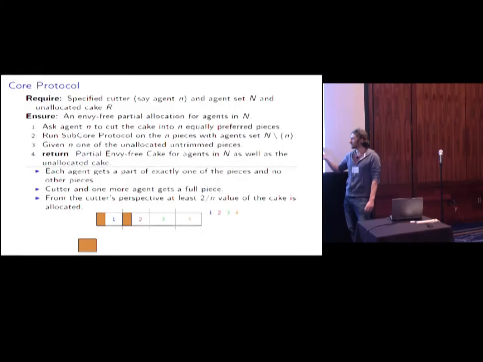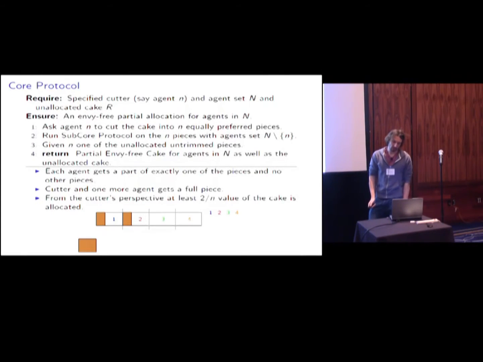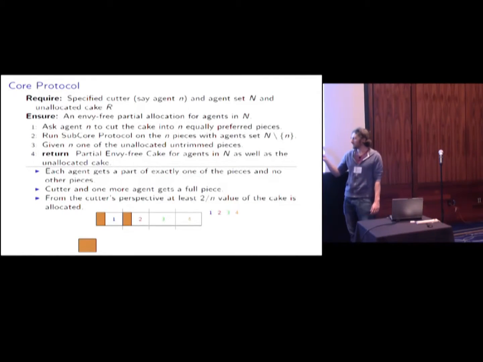Another property of the subcore protocol is it returns 2 full pieces. So basically, from the cutter's perspective, 2/n of the cake is allocated. So it looks like this diagram. Basically, you can see that there are 4 pieces which have been generated. The subcore protocol would have been called, and it returned allocations to 1, 2, and 3, where 2 pieces have been trimmed. 3 got a full piece, and there would have been some leftover piece that can be given to agent 4. All the hard work is done in the subcore protocol, and I'm going to go through how the subcore protocol returns this partial envy-free allocation.